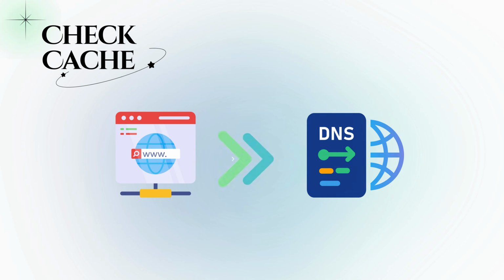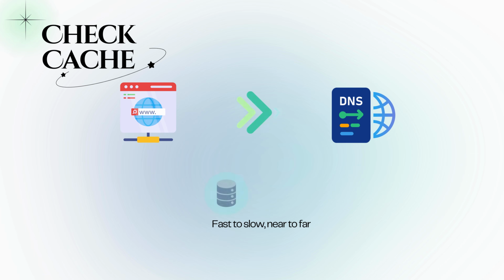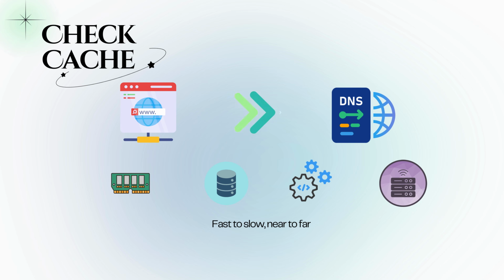After parsing the URL, the browser checks the cache. It first looks to see if there's a cached DNS record or page content that can be reused. The cache checking process is not a single step. It follows a fast to slow, near to far strategy, checking multiple cache layers in order until a usable resource is found or it determines a fresh request is needed. This involves memory cache, disk cache, service worker cache, and push cache.